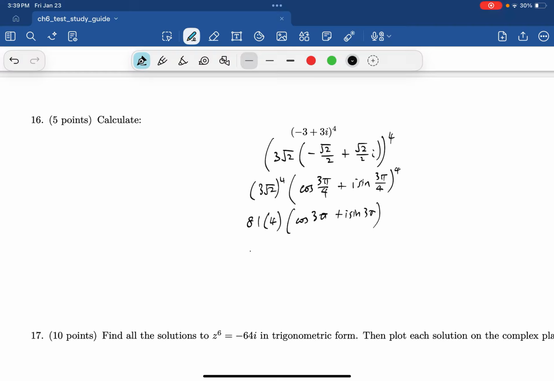1 times 4, 324. And then cosine 3 pi is -1, and sine 3 pi is 0. So this is -324.